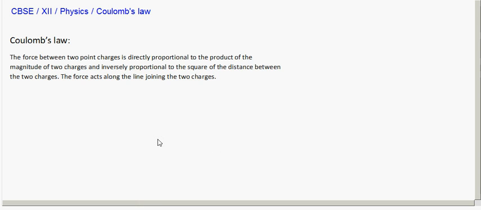In today's class, we will see about Coulomb's law. Let us read the statement. The force between 2 point charges is directly proportional to the product of the magnitude of two charges and inversely proportional to the square of the distance between the two charges. The force acts along the line joining the two charges.